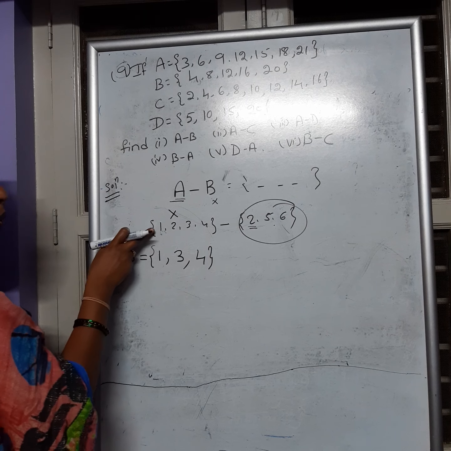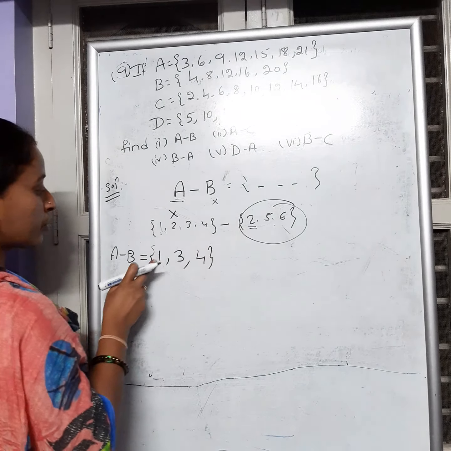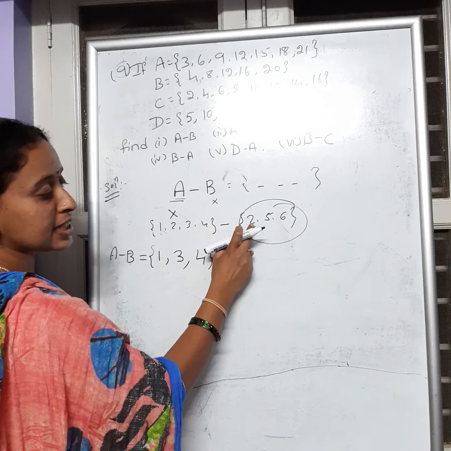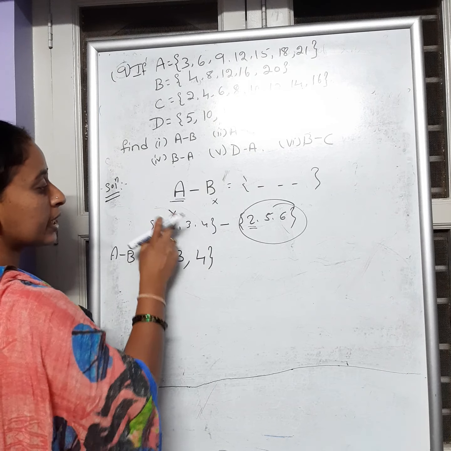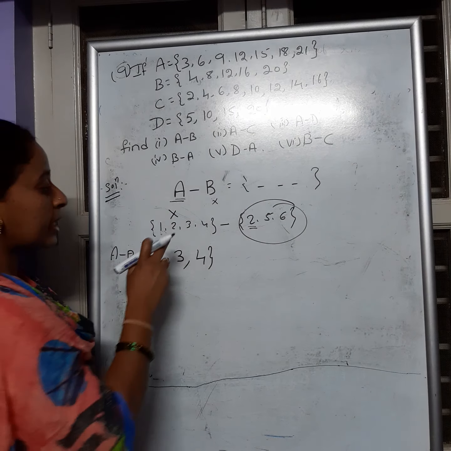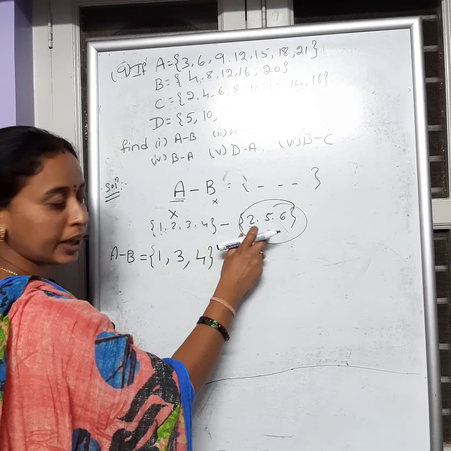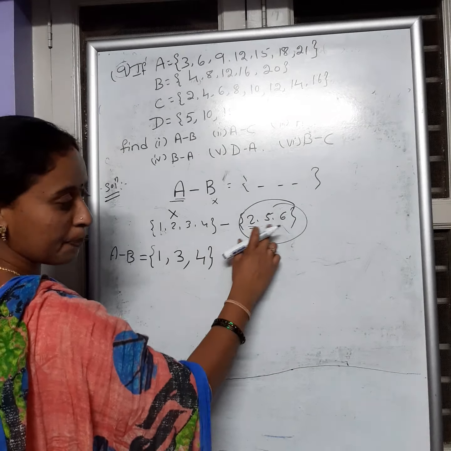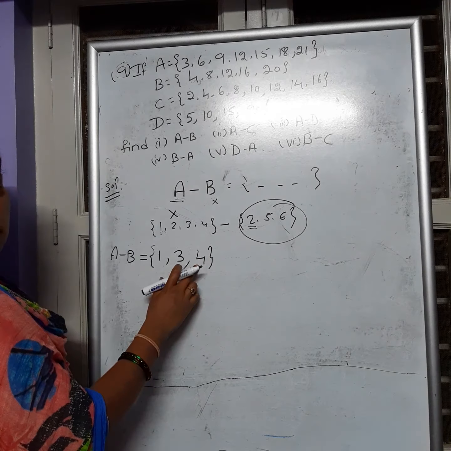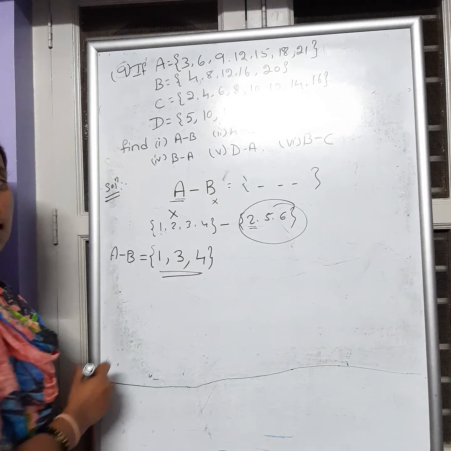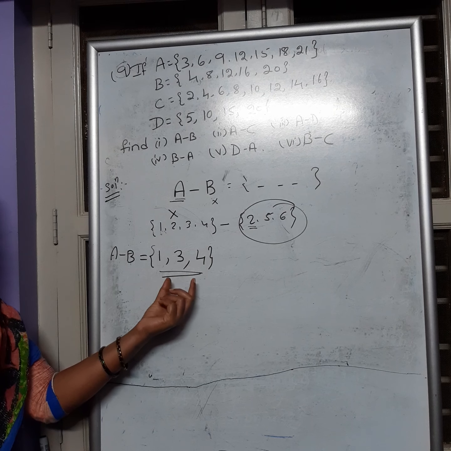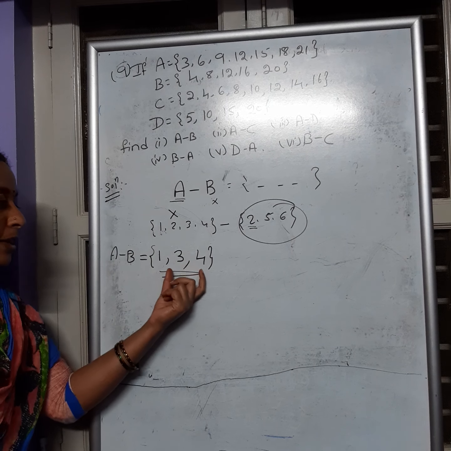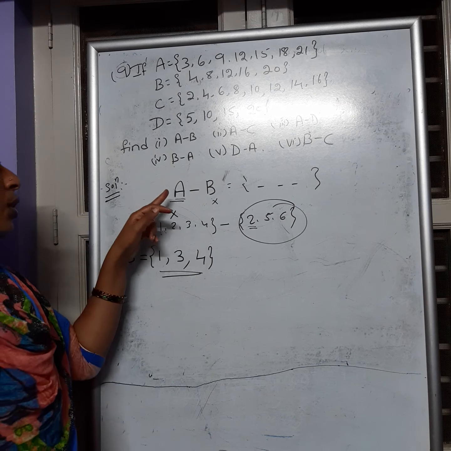Okay. So now 1 is not there in set B, therefore we take that. 2 is present in set B, that's why we cancelled, we removed that. Next 3 is not present in set B, so we take 3. 4 is not present in set B, so we consider 4. So these are the elements which belong to A.